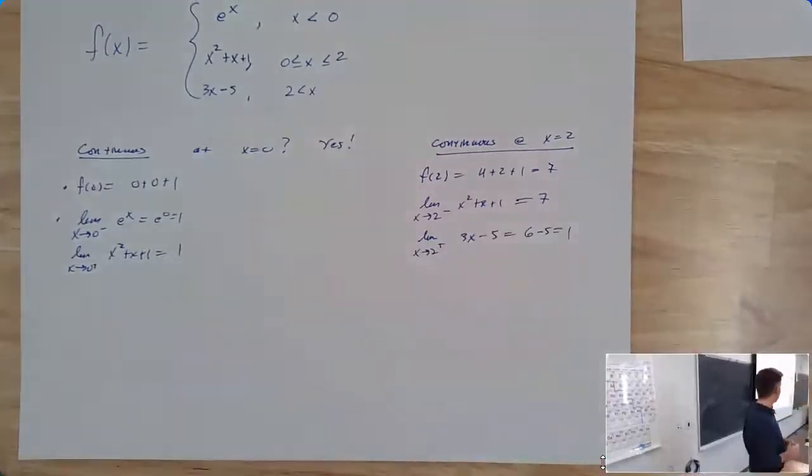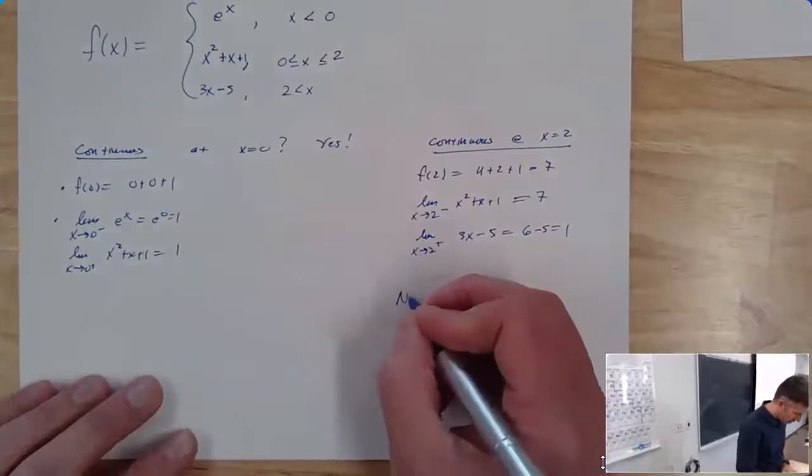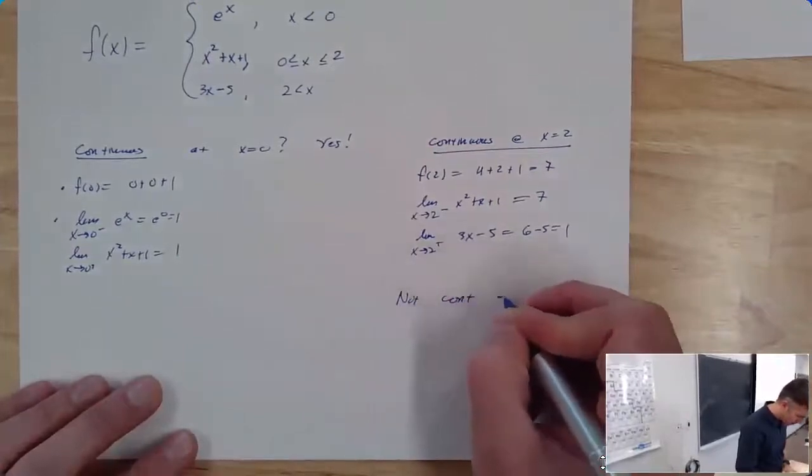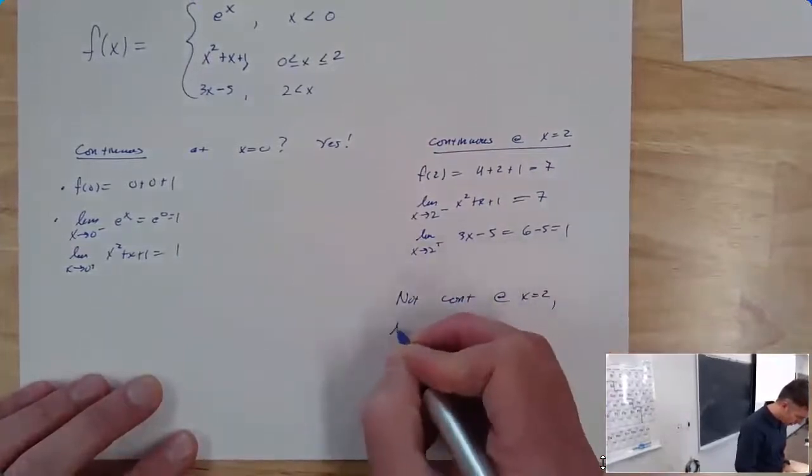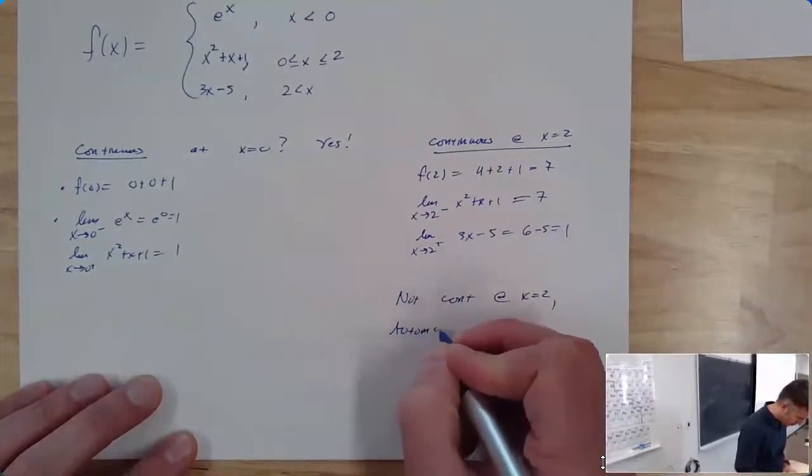So, is this function continuous at 2? No, definitely not. Is this function differentiable at 2? Absolutely not. Because to be differentiable, you had to have already been continuous. Continuity is a necessary condition for differentiability. So if it's not continuous at 2, it's automatically not differentiable.